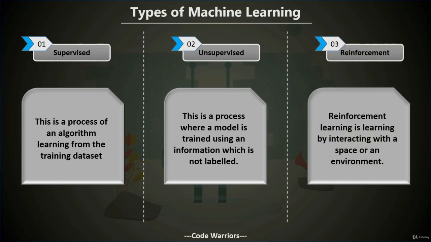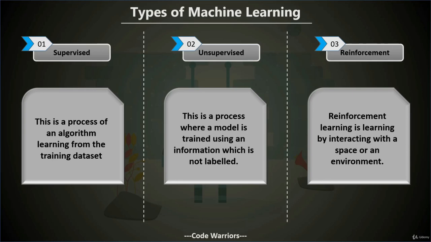Moving further, the next one is reinforcement learning. Reinforcement learning is used in robots or self-driving cars. Actually, it is a type of learning which learns by interacting with the environment. What does this mean? We don't provide any data set to this type of learning. It is a trial and error method. For example, a robot is moving.